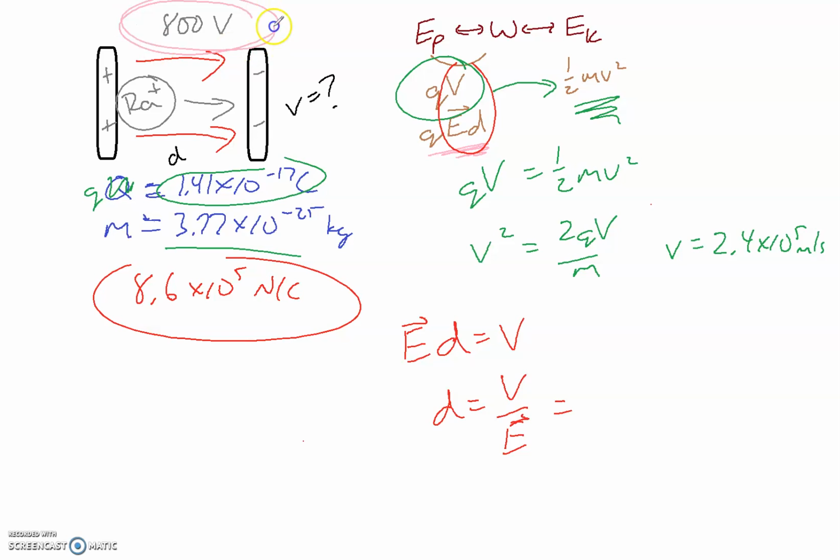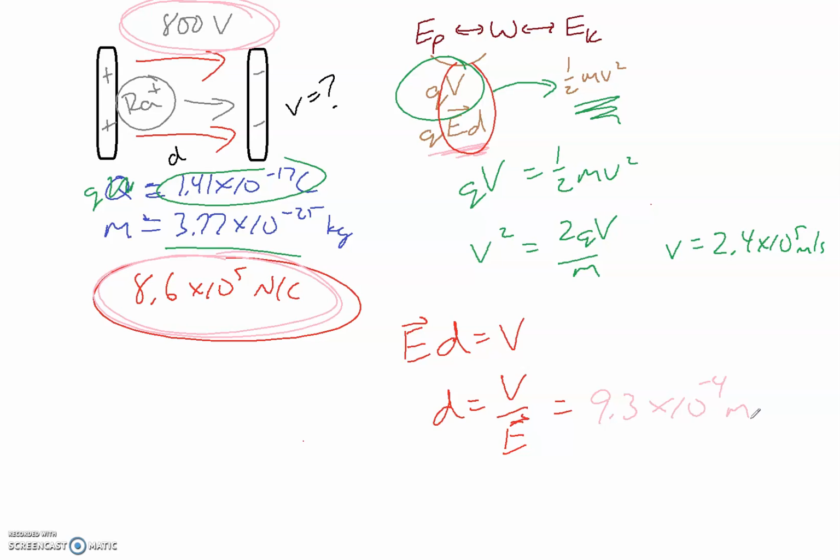You've got the voltage, which is that 800. You've got the electric field right there. So you can just divide the two out. And I think you should get around 9.3 times 10 to the negative 4 meters. So that's just using the V equals ED expression. Again, it's just another way to do these questions.